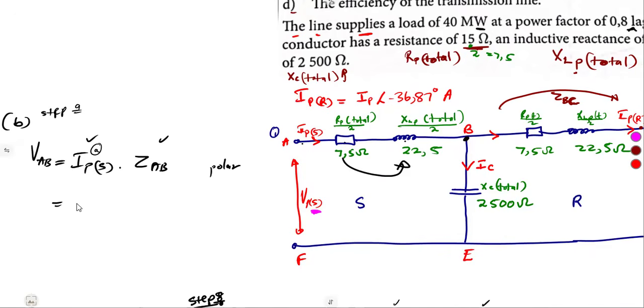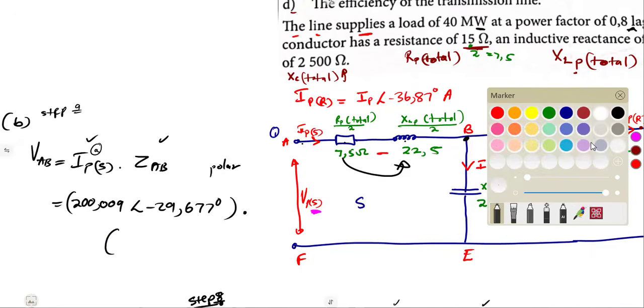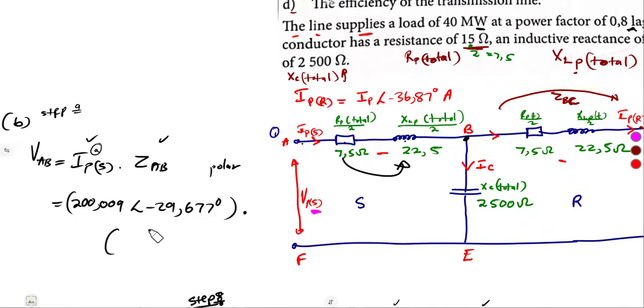We need this one in polar form. So remember, we got 200,009 at an angle of negative 26.29,677 degrees. Then we multiply by the impedance across A and B. Also, we calculated this one. Remember, A and B is the same as B and C. So we have this impedance, guys. We calculated this one before. It was 23.717 at an angle of 71.565 degrees. This is what we had.